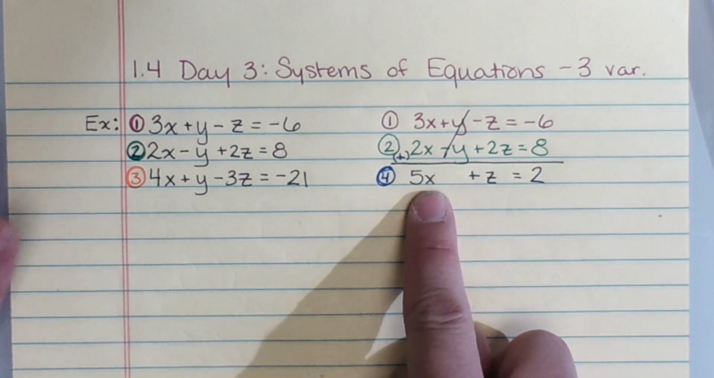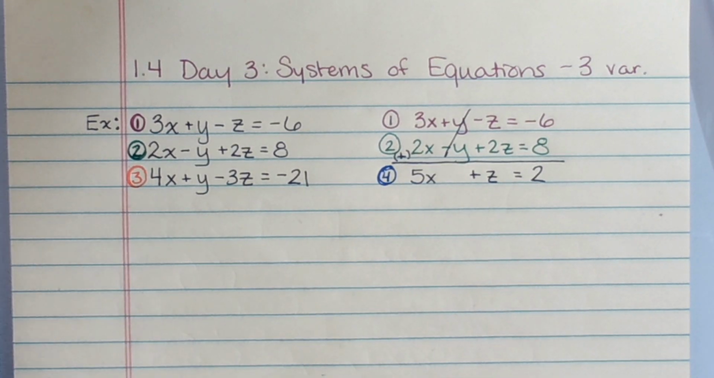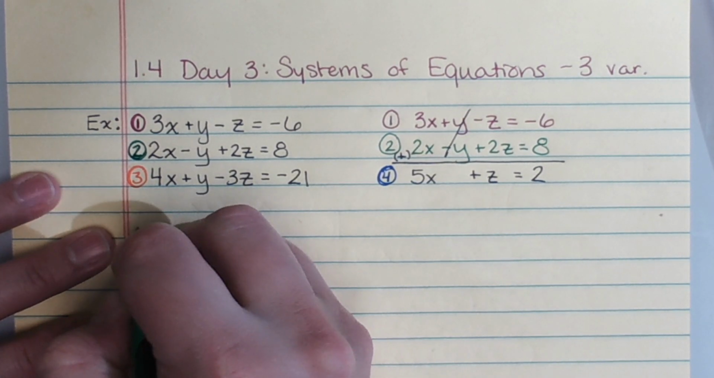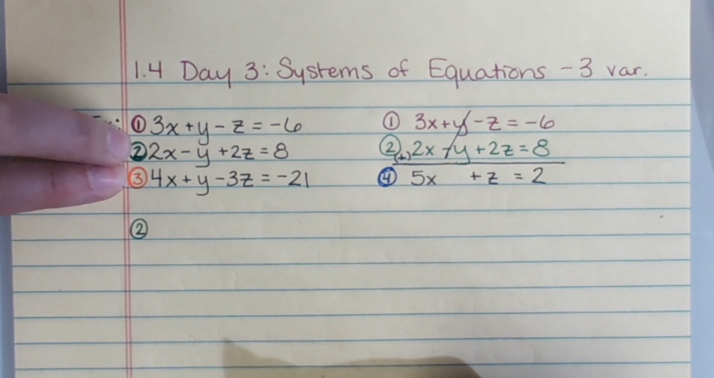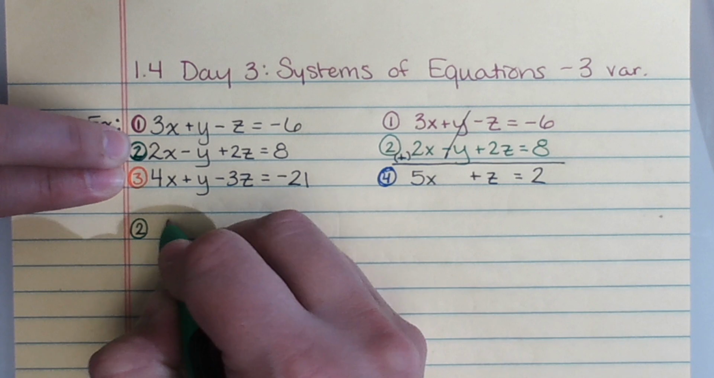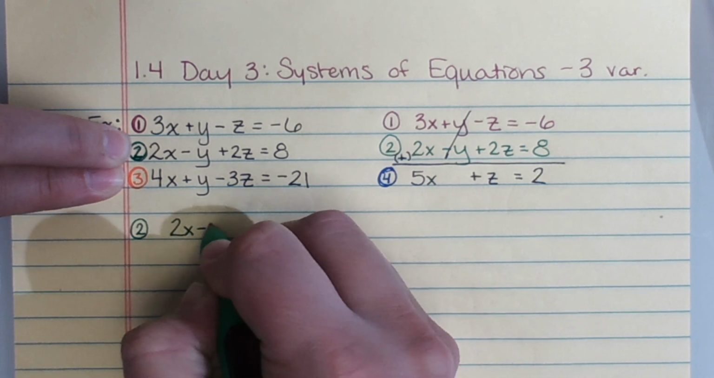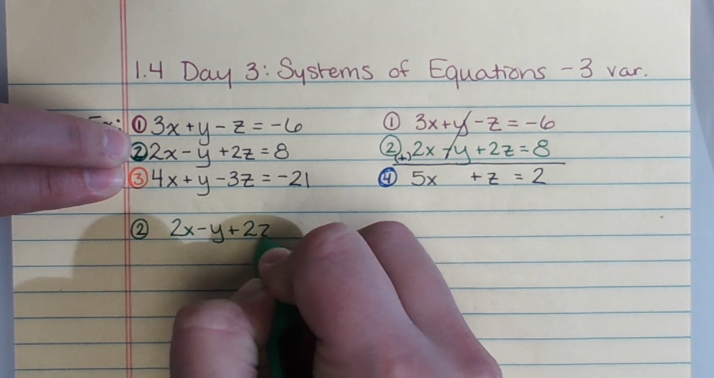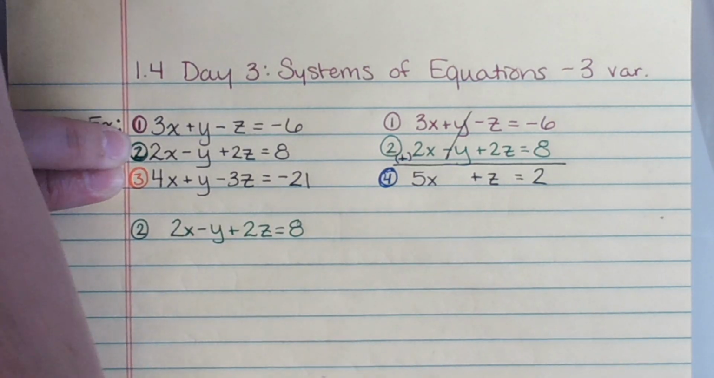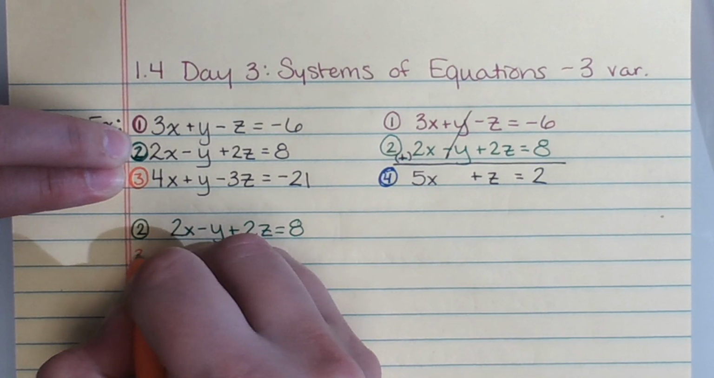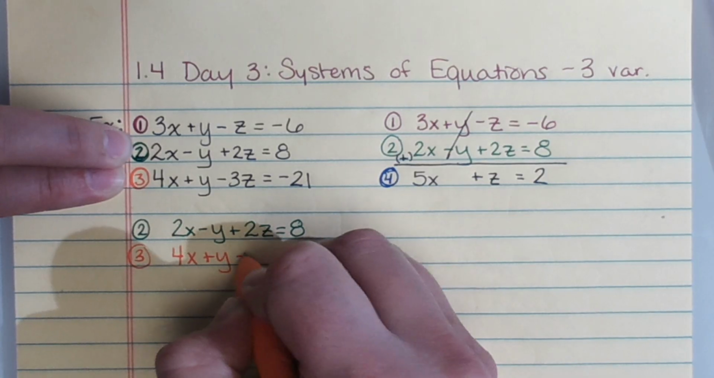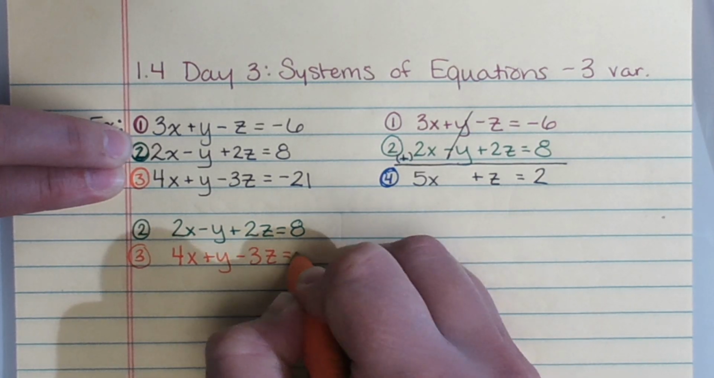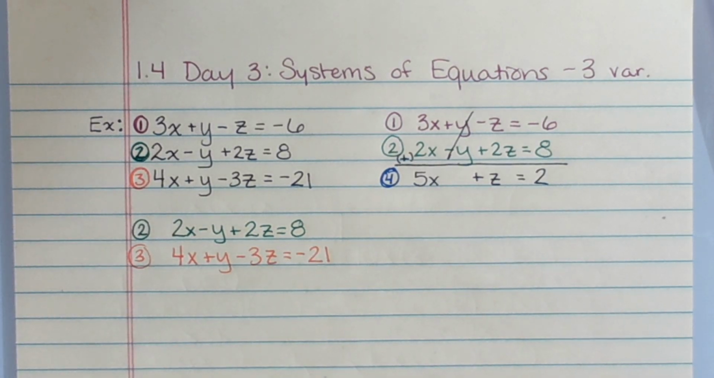Okay, I need to keep that equation, but I'm not dealing with it for a second. Okay, I make another pairing. Again, the easiest way then is for me to pair up 2 and 3 next. So equation 2, which is 2x minus y plus 2z equals 8. And the third equation, 4x plus y minus 3z is equal to negative 21.